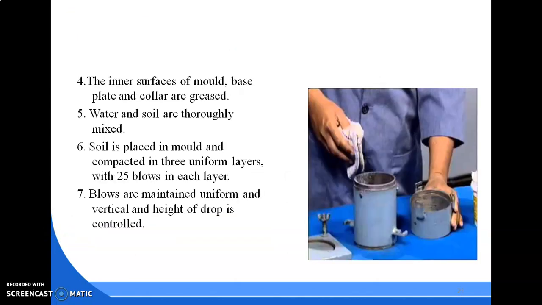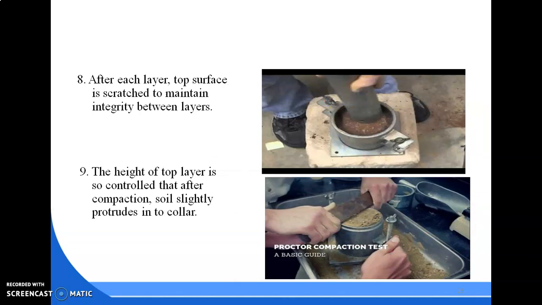The inner surface of the mold, base plate and collar are greased, like this as shown in the figure. We have to grease this. Next, water and soil are thoroughly mixed. Then soil is placed in the mold and compacted in 3 uniform layers with 25 blows in each layer. We have to give 25 blows after placing each layer. And the blows are maintained uniform and vertical and the height of drop is controlled. After each layer, the top surface is scratched to maintain integrity between the layers.